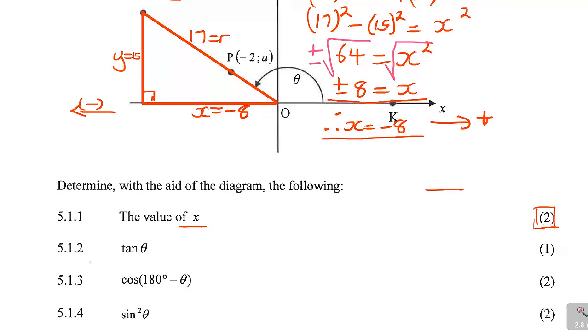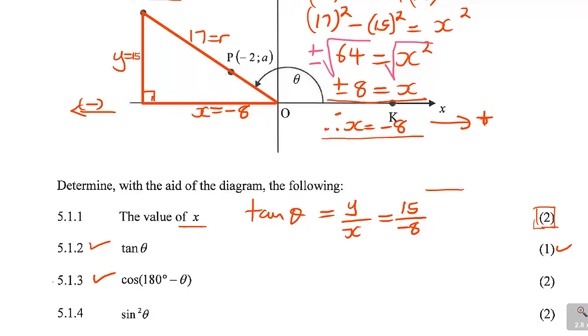All these questions will be based on this diagram. Now looking at 5.1.2, they want to find tan theta. For you to find tan theta, remember tan theta in terms of x, y, and r is equal to y over x. This you must always remember. Tan is always the opposite, which is y, over adjacent, which is x. So you know the value of y is 15 over, now x is negative 8. That's why it's just 1 mark. To get that 1 mark is just to input 15 over minus 8 as tan theta. So that is the value of tan theta.